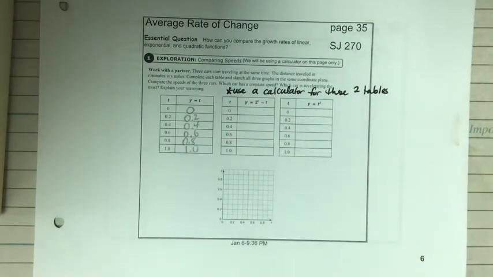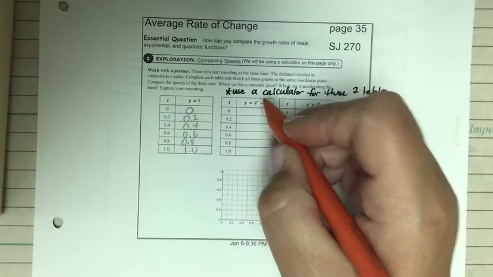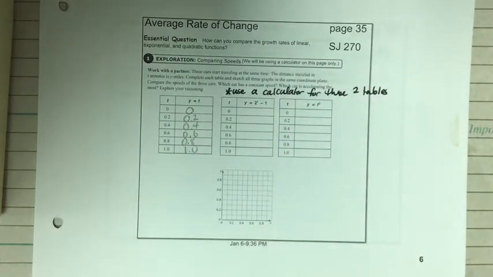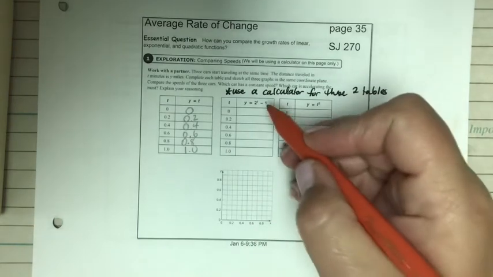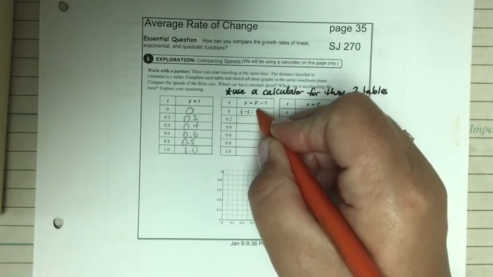Then if you will get a calculator, you're going to do 2 to the 0 minus 1, which that one you may be able to do. Anything to the 0 power is 1. 1 minus 1 is 0.